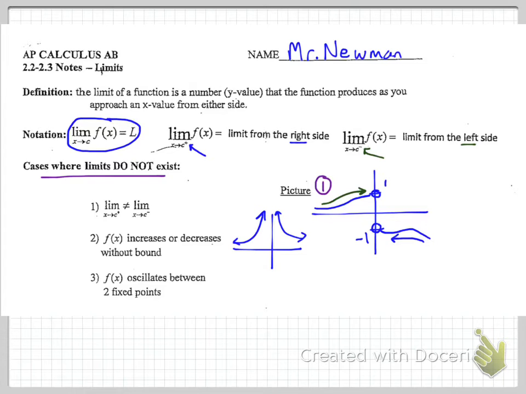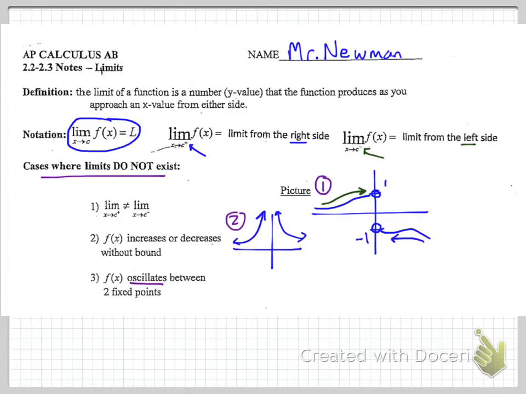The second case where the limit doesn't exist is if f of x increases or decreases without bound. Now, you see these vertical asymptotes right here, those are increasing without bound. So even though the limit from the left is infinity and the limit from the right is infinity, in calculus we say that this limit does not exist. So that's the second case.